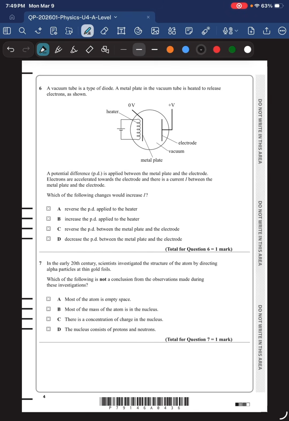Question 6. A vacuum tube is a type of diode. A metal plate in the vacuum tube is heated to release electrons as shown. So this is the thermionic emission of electrons, right? So a potential difference is applied between the metal plate and the electrode. Okay, so they mean here.